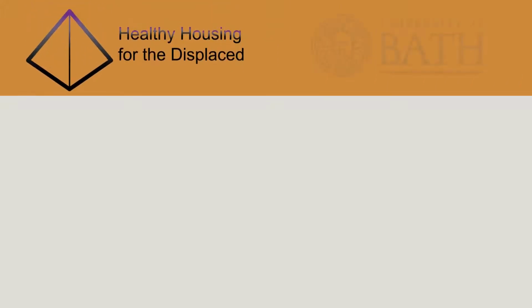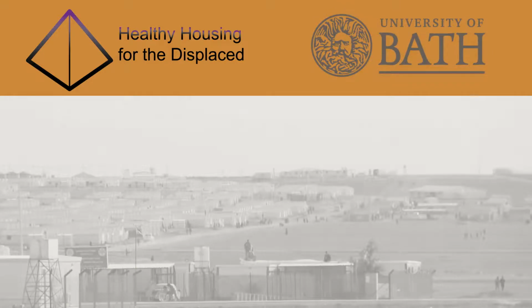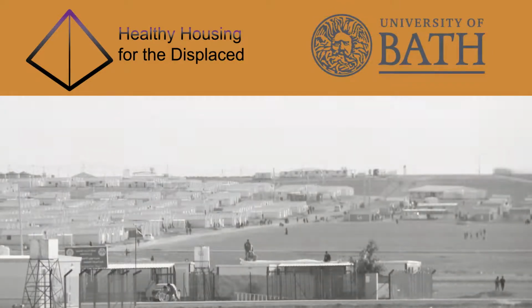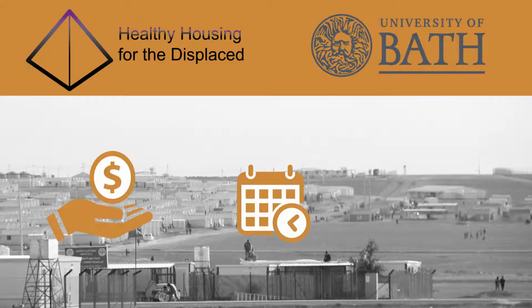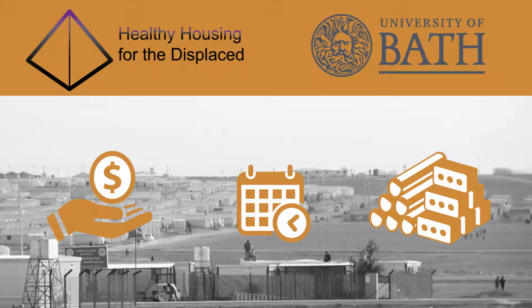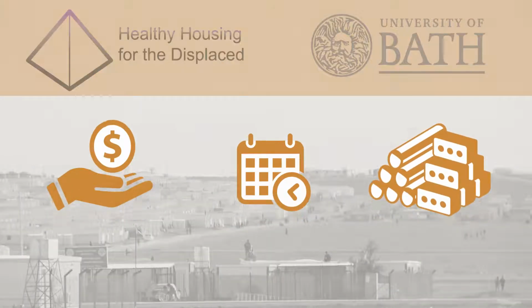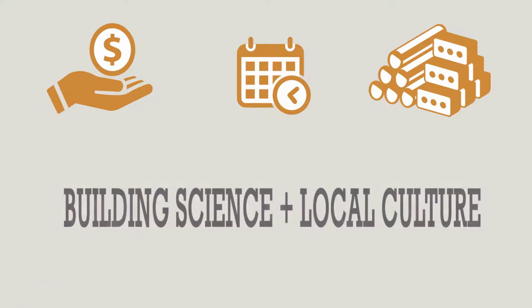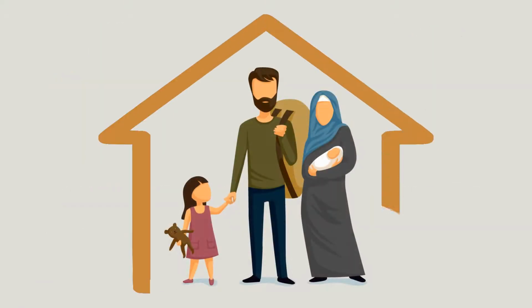The Healthy Housing for the Displaced project led by Bath University has studied the conditions provided by shelters around the world and asked the displaced how their accommodation might be improved. The results have been enlightening. The constraints of cost, time and materials make creating ideal living difficult, but we have found that by applying some basic building science and attending to the local culture, lives can be transformed.